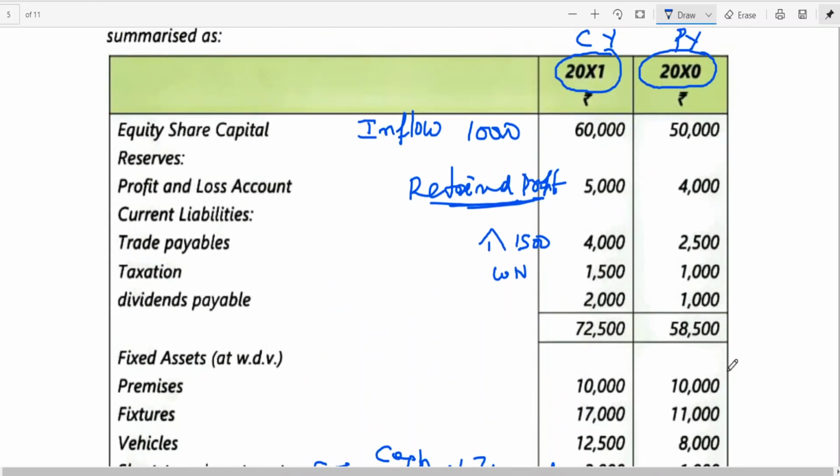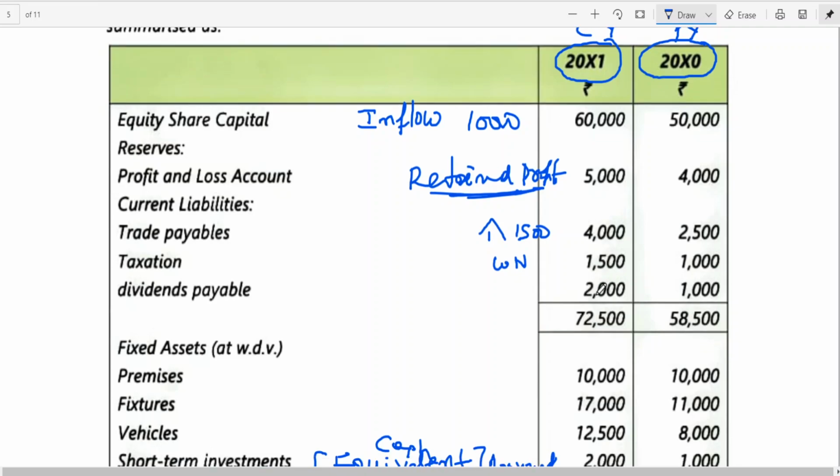1500, you add 1000. 1500 plus 1000, 2500. From 2500, if you deduct 1500, that is current year outstanding. Is this clear? This is a liability. This is outstanding of last year. This is outstanding of current year. So then you'll be getting 1000 rupees income tax that has been paid.